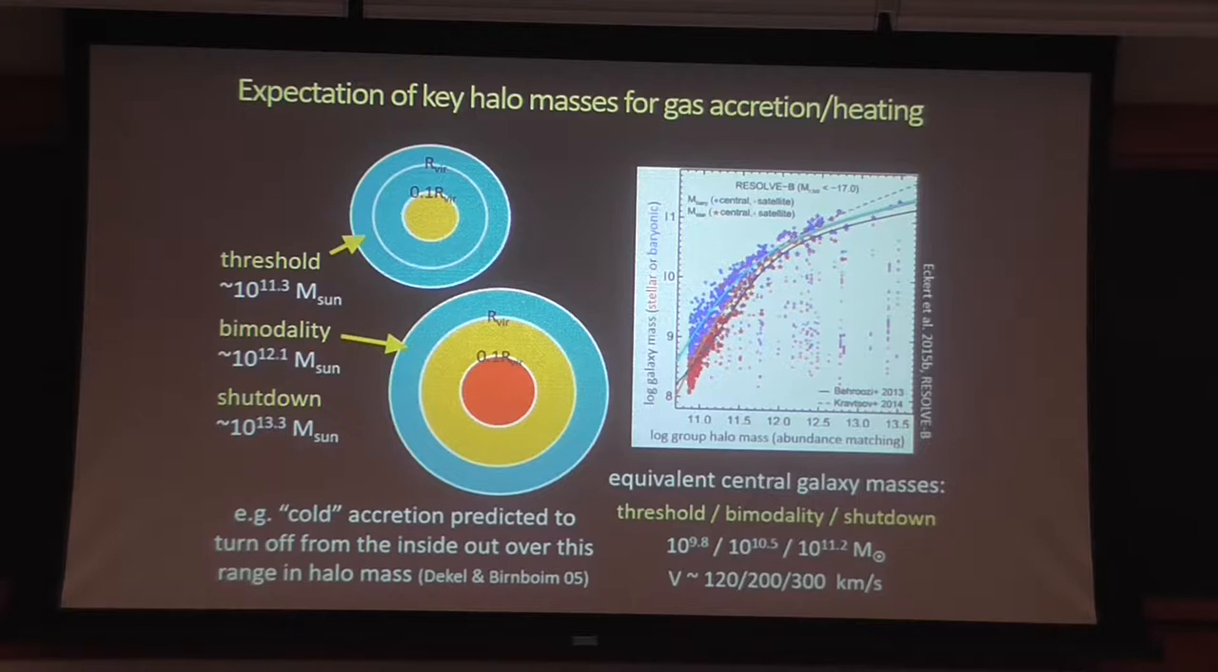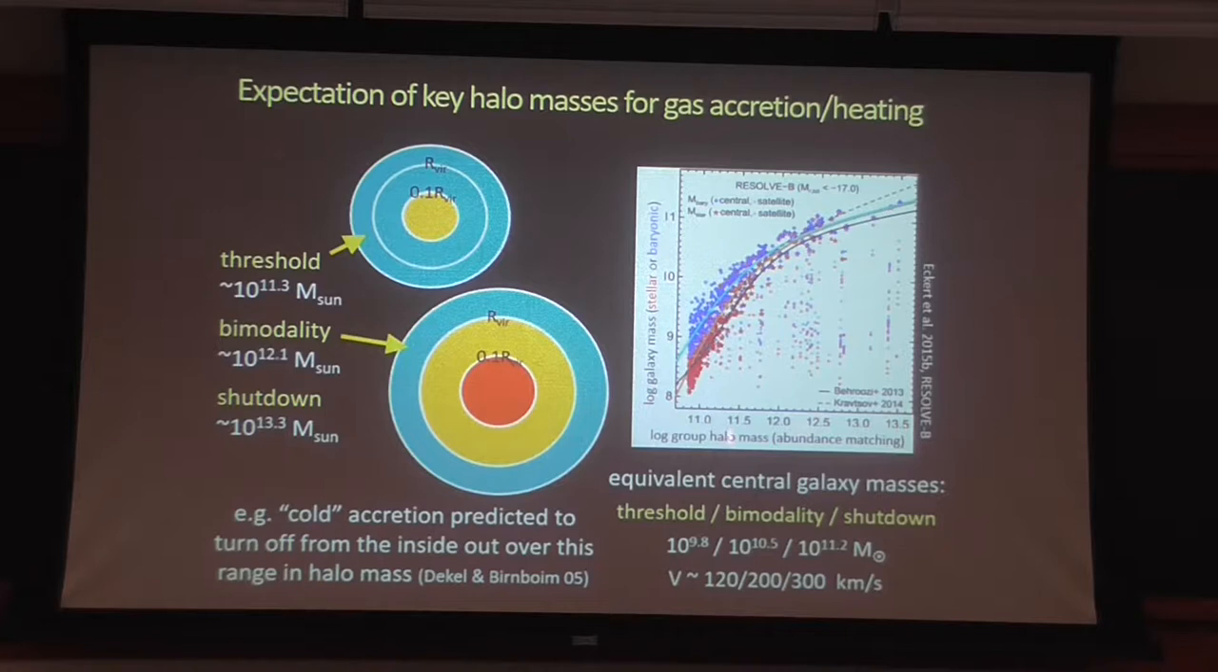The equivalent galaxy scales, you can see in this plot of galaxy mass versus group halo mass. So the red is galaxy mass in just the stellar component. Those of you who work on galaxy evolution have probably seen the stellar mass-halo mass plot a lot. RESOLVE allows us to plot the baryonic mass-halo mass relation as well. And this is just halo mass from simple abundance matching. I'll come back to issues with that.